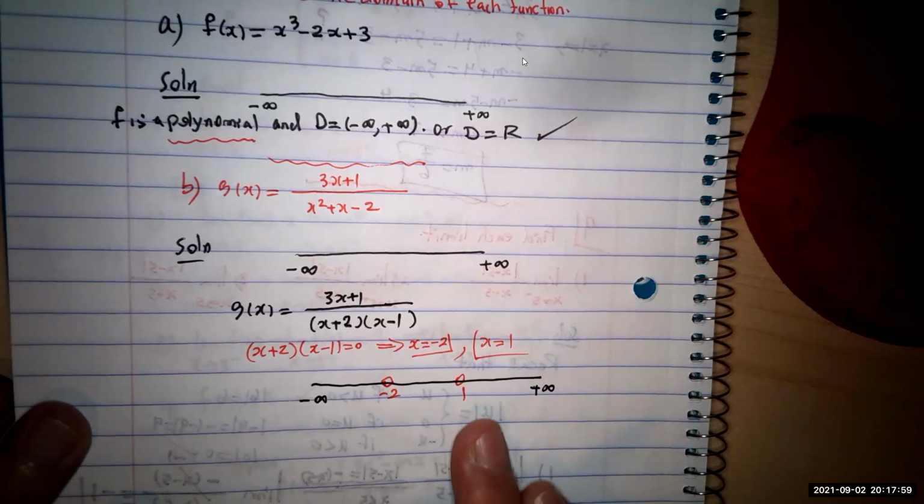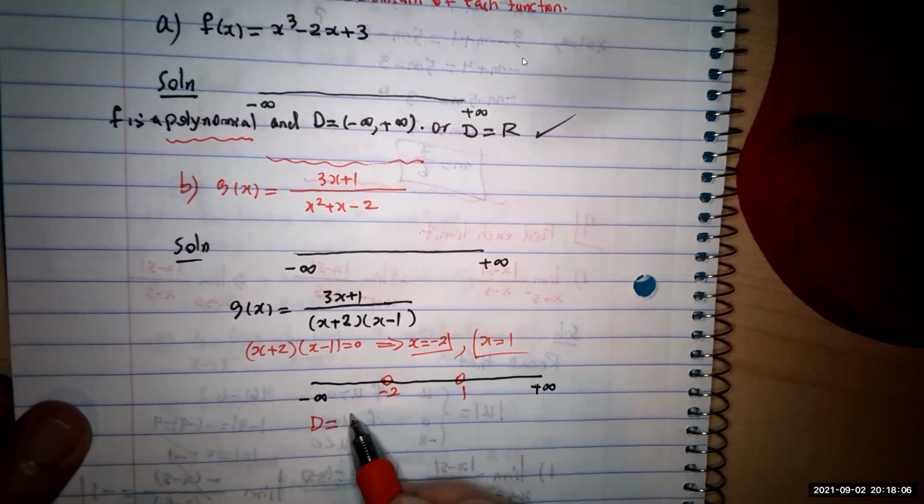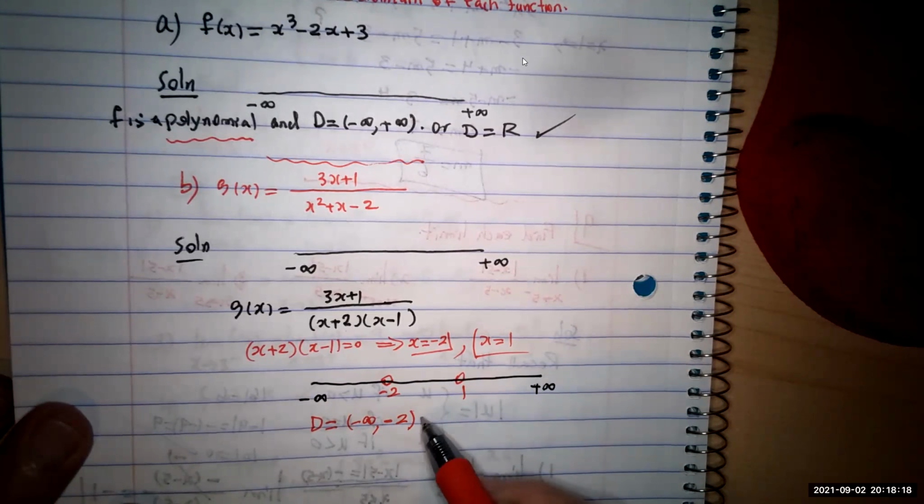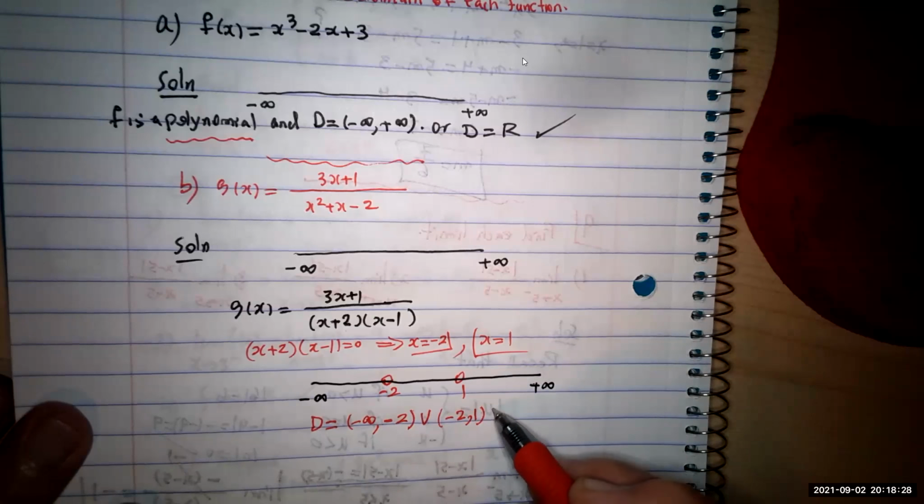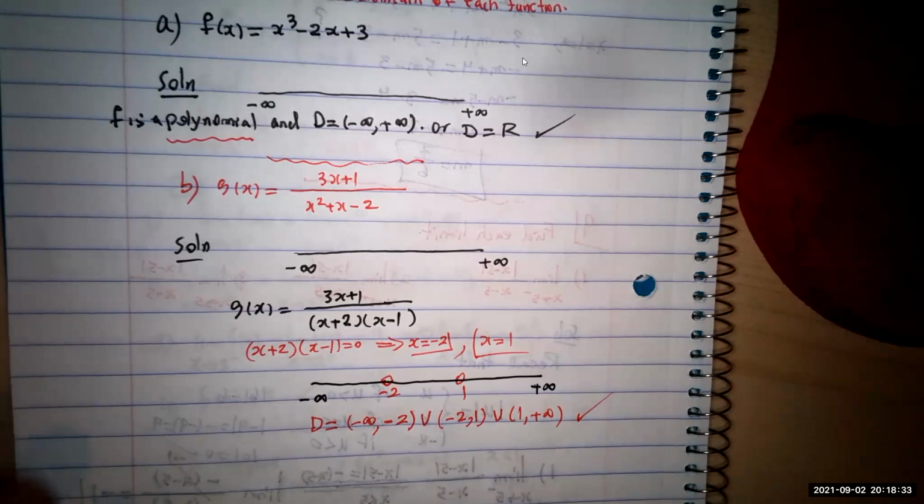You partition the number line into 3 parts, 1, 2, 3. So the domain is, you start from -infinity up to -2. You have to use parentheses because you removed it. Use brackets if it's still there. Then the second portion is going to be a union: from -2 to 1, again open parentheses because you removed it. And the next portion is going to be 1 to positive infinity. This is the domain of the function.